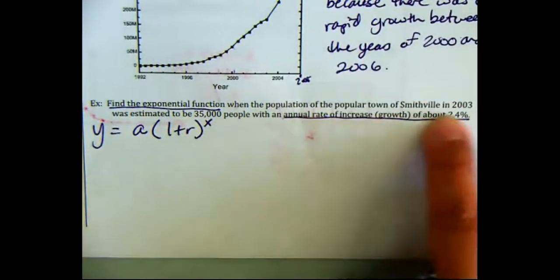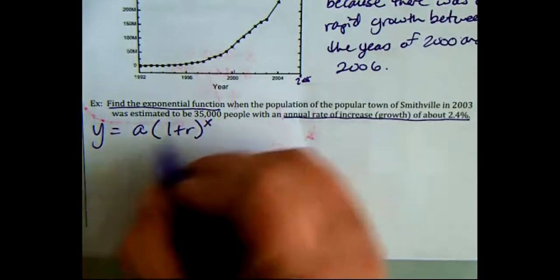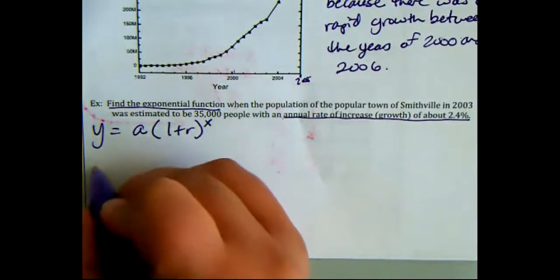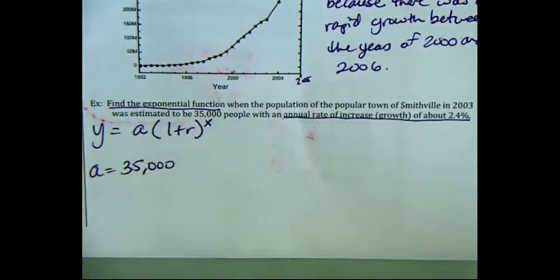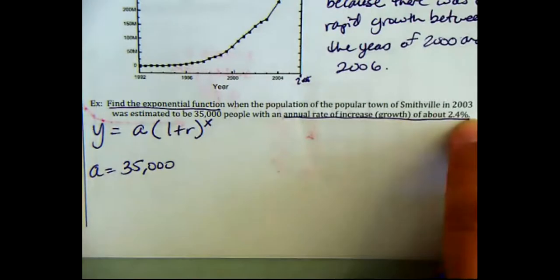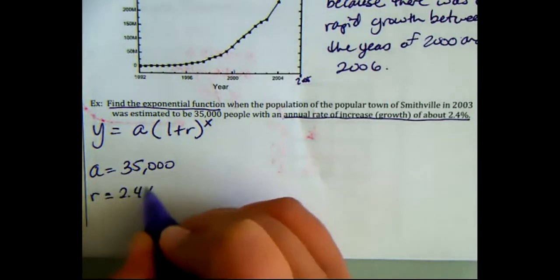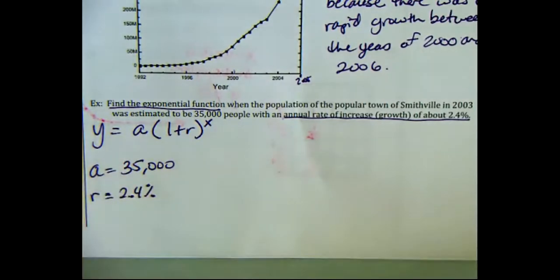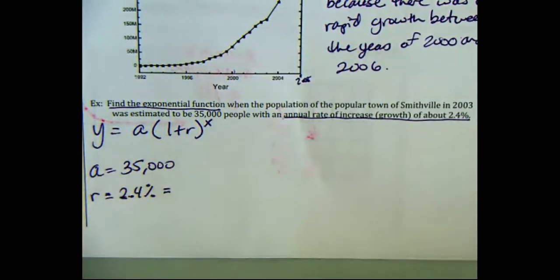It says that their population in 2003 was 35,000 people. So that's our A, our initial starting amount, because that's what they're telling us. And then they have an annual rate of increase of 2.4%. So the R here is 2.4%. But as I said, we can't input the R as a percent. So we need to change that to a decimal.